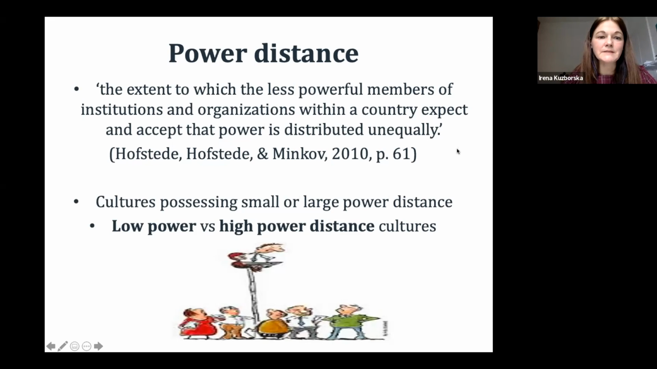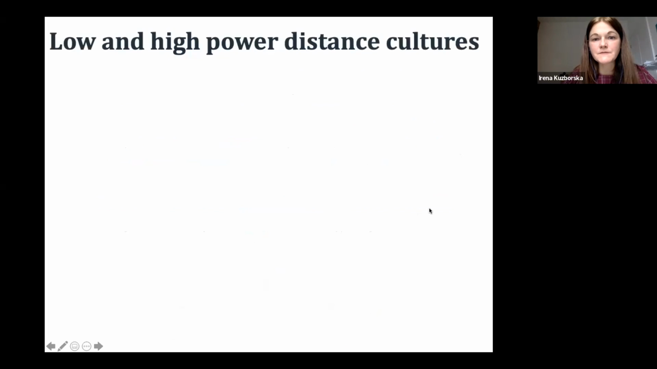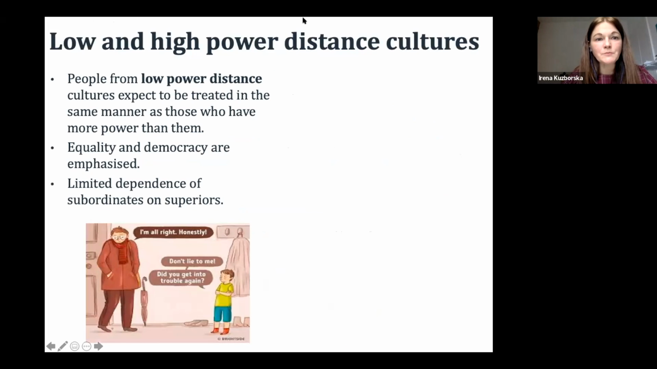Some of you might not agree with that, but there are distinctions between cultures that possess small power distance or large power distance. On this argument, Hofstede said that there are low power distance cultures and high power distance cultures. People from low power distance cultures expect to be treated in the same manner as those who have more power than them. So the emphasis is on equality, democracy. Even in organizations, the relationships between superiors and subordinates are more or less equal.